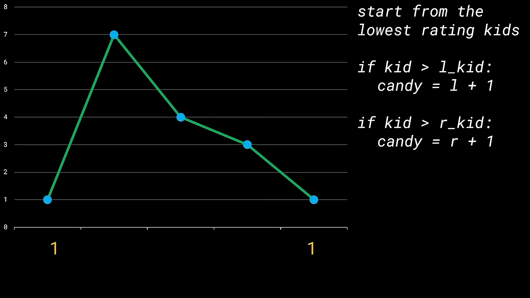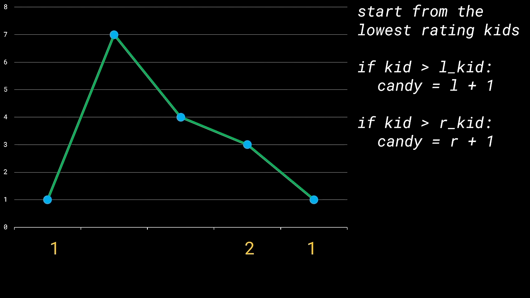And we'll say if the current kid's rating is greater than the left kid's rating, then you have to give it 1 more candy. And if the current kid's rating is greater than the right kid's rating, well, you have to give it 1 more candy than the right kid. Now, in the case of the kid of the rating 3, what do we do? We look at the left, there is nothing. We look at the right, there is 1 candy. Now, this current value is going to be 1 plus 1. So we'll say that the kid of the rating 3 is going to get a value of 2. You'll understand this better as we walk through this more.